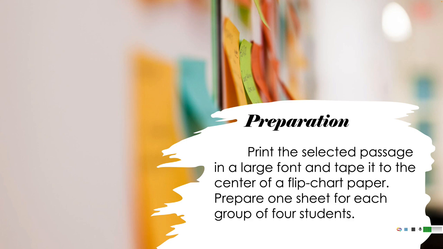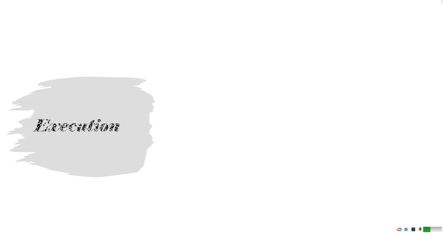Preparation. The first step: print the selected passage in a large font and tape it to the center of the flip chart paper. Prepare one sheet for each group of 4 students. I have an example for today, and my printer didn't work, so I just wrote the passage on the flip chart paper. You can do that too, but of course it's easier to print it out.